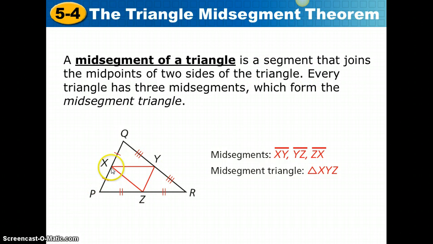So if we had X and Y as these midpoints, and I connect them to form segment XY, XY is a midsegment. But we could also connect Y and Z and get a midsegment here, and connect X and Z and get another midsegment. Every triangle has 3 midsegments, and these 3 midsegments form what is called the midsegment triangle. So this little triangle inside bigger triangle PQR is called a midsegment triangle. Make sure you have all of this information written down and copied down in your note packet.